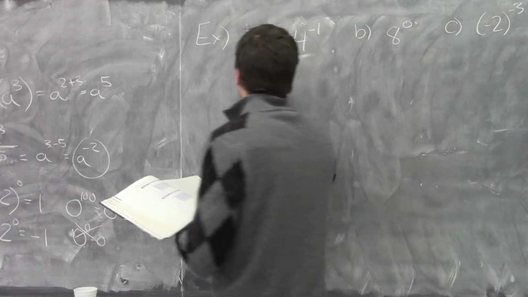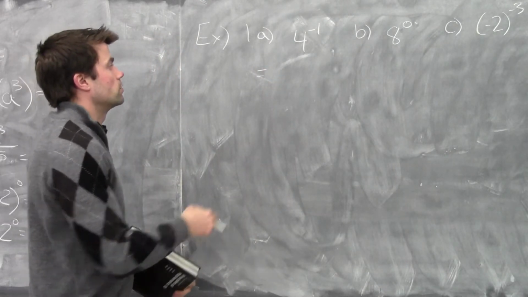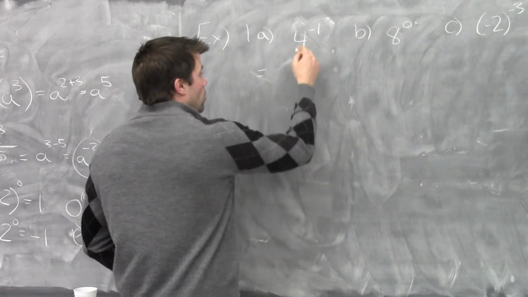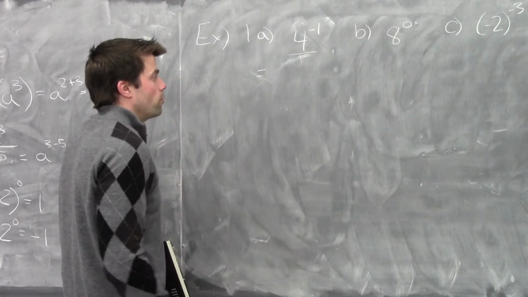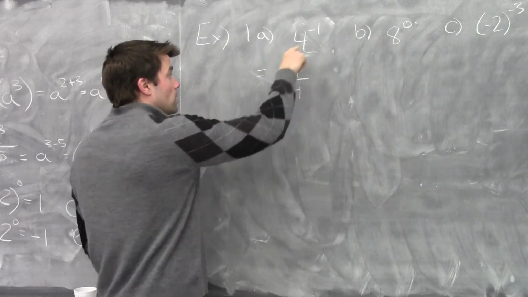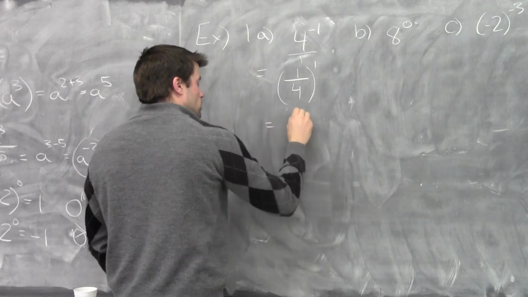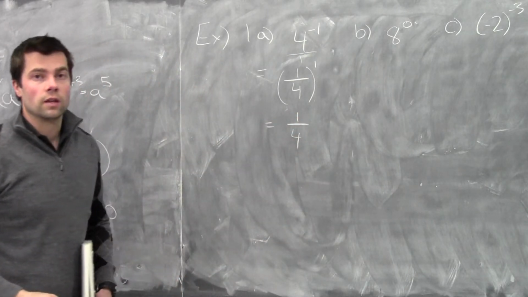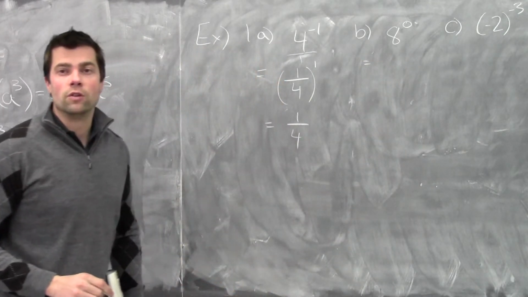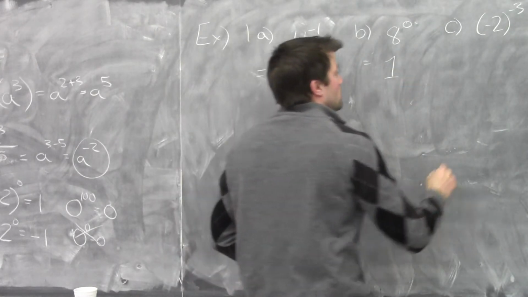Okay, so who's going to help me out with the first one? Oh, Sebastian. What do you think? So what's this going to be equal to? A quarter. Good, a quarter. So what Sebastian did was, 4 is just 4 over 1. He flipped the base to 1 over 4, and he changed the exponent to positive. So it's 1 over 4 with a positive 1, which is the same as just 1 over 4. Excellent. All right, Diego, try this one. A to the exponent of 0? 1, good. Very easy. Excellent.